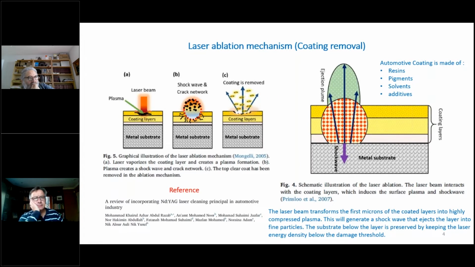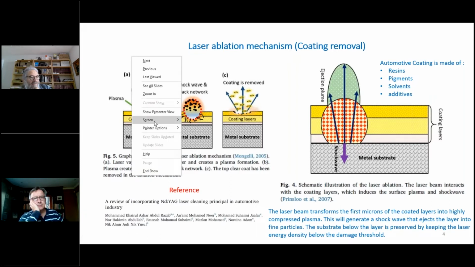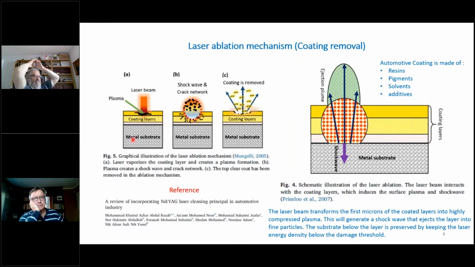So we see here, this is from a paper by Malaysian authors on applications of laser cleaning or laser ablation, coating removal from car surfaces. Let me activate the pointer options, the laser pointer. So you'll see here that there is this car paint, which is mainly made of resins, pigments, solvents, and additives. And this is on a metal substrate. Once the laser beam shines on it, the coating absorbs the radiation and a plasma shock wave is created. Then it develops a crack network, and it basically explodes, and the coating is removed. So this is the basic mechanism of laser ablation or laser cleaning.